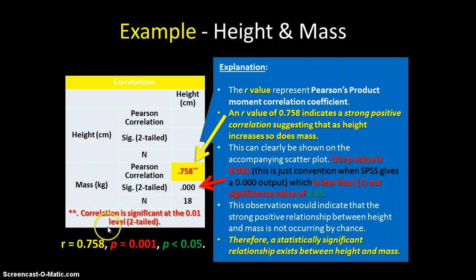Now, this R value equates to a calculated p-value of 0.001. And again, we know that because this value is lower than 0.05, we can see that there is a significant correlation. So there's a statistically significant relationship between height and mass. So this is a very strong correlation.